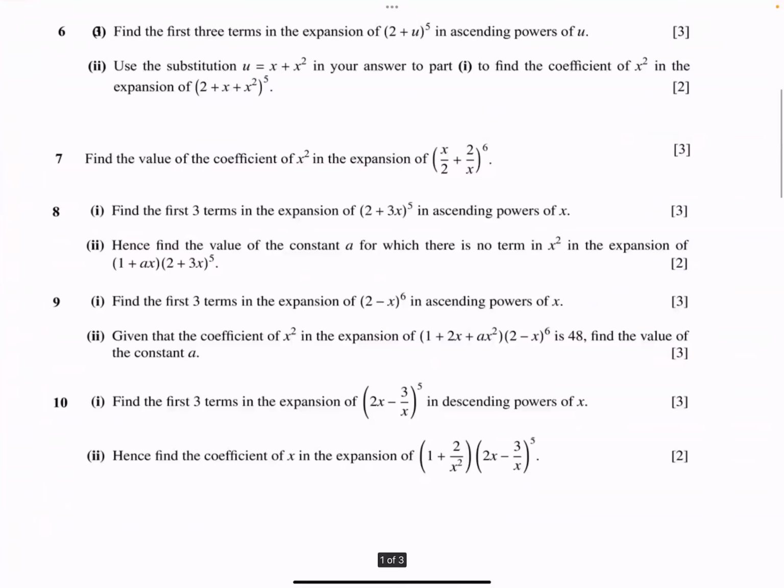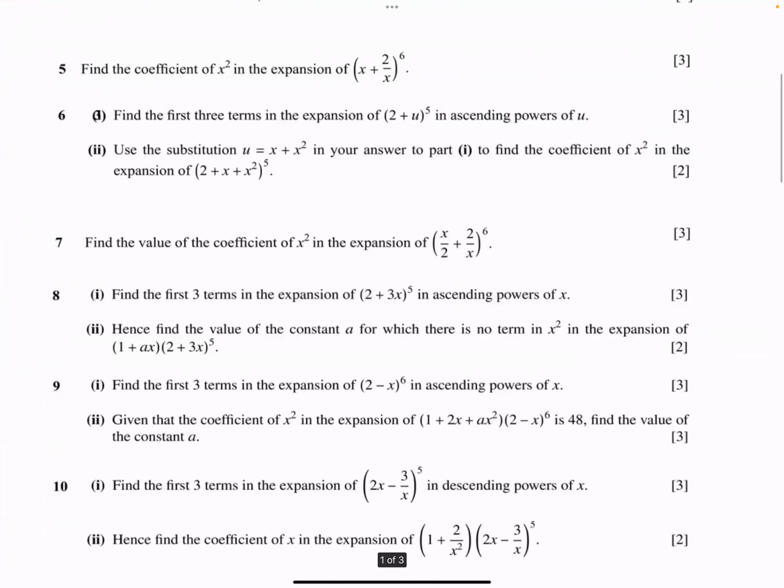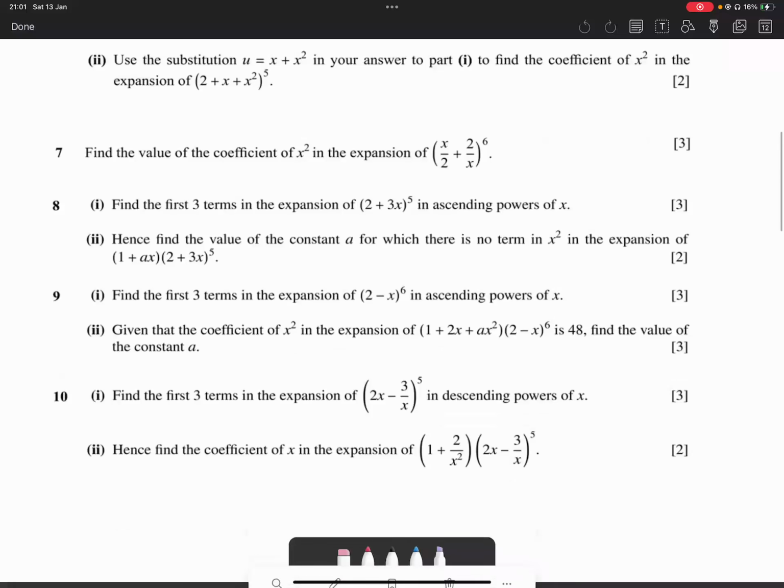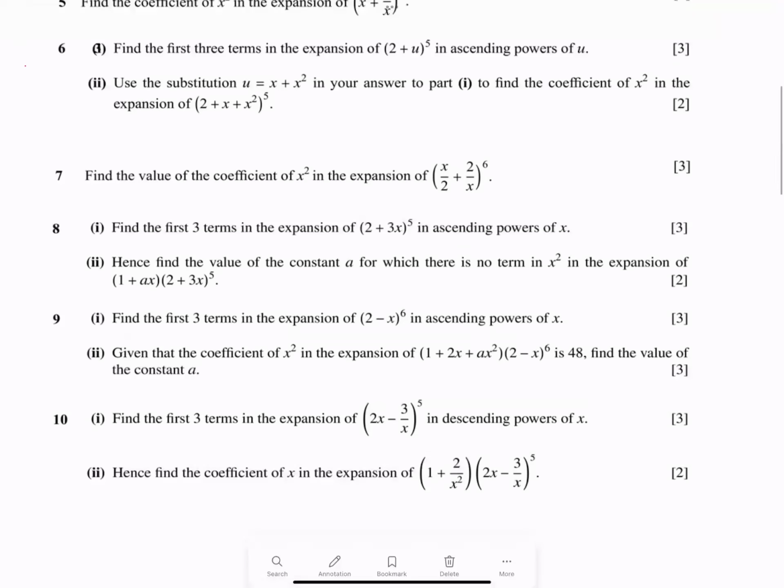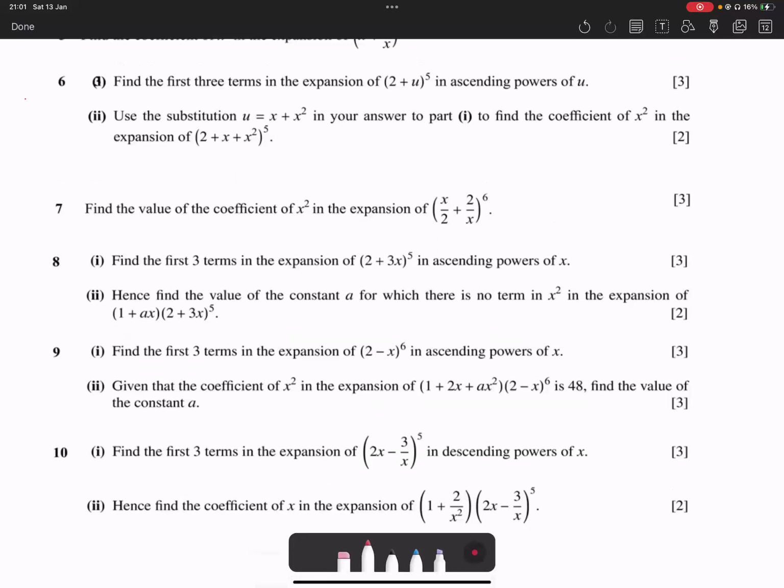Now, if you look at question number 6 here, you've got the same thing here as well. If you look at question number 6, you have to expand this thing in the first part and then use this substitution, u equals x squared plus x squared. They have told you explicitly here which substitution to use, because if you compare the two, 2 plus u whole raised to power 5, that's something that you would have expanded in the first part already. In the second part, it says 2 plus x squared whole raised to power 5. You have to expand this thing. So what has changed?